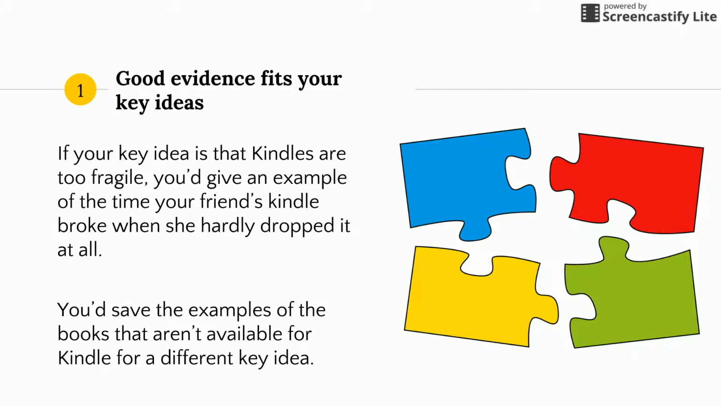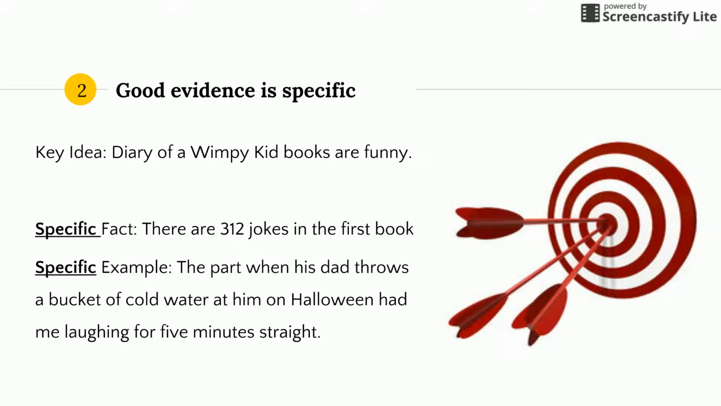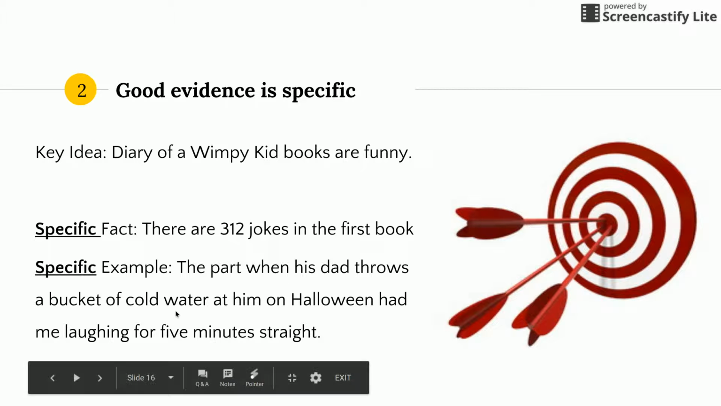Number 2, good evidence is specific. It really hits the target. Take this key idea: Diary of a Wimpy Kid books are funny. A specific fact is there are 312 jokes in the first book. A specific example is the part when his dad throws a bucket of cold water at him on Halloween, had me laughing for 5 minutes straight. Both of those are way more specific than something like there are a lot of jokes, or there was one part I found really funny.